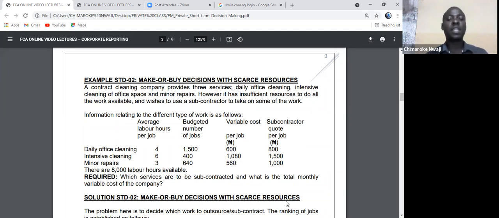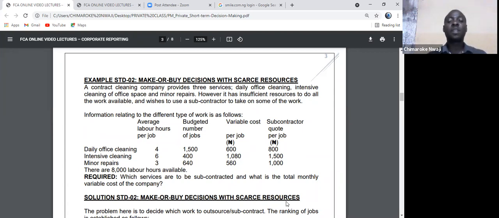Now look at the budgeted jobs. It means that for the period in review, you'll be having 1,500 daily office cleaning. And so if you're going to do them at 4 hours per job, it means 6,000 hours will be used. Intensive cleaning, 6 hours for one job times 400 jobs, you have 2,400. Now when you look at minor repairs, multiply 3 by 640. Now you know the number of hours all of these will take you.